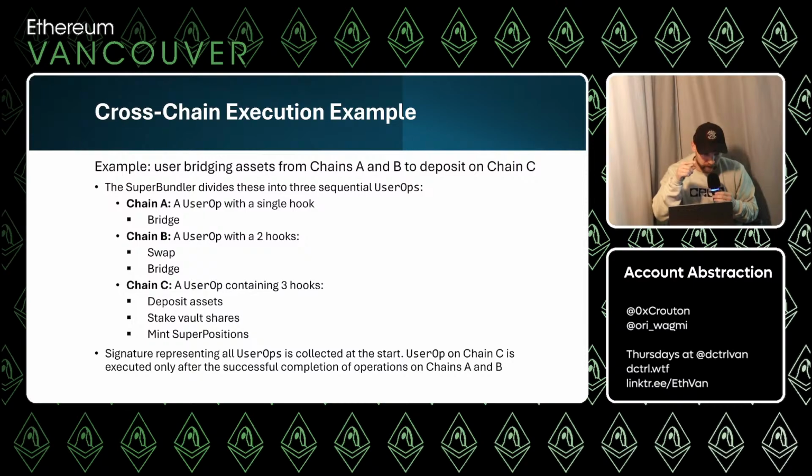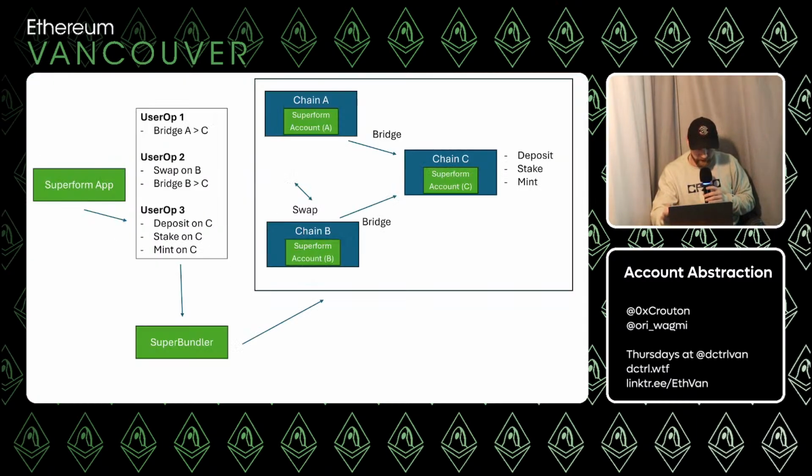Importantly here, there's one signature that represents all of these user ops, collected at the start. So there's one single signature to execute this entire bundle of user ops across multiple chains. But importantly, the user op on chain C is only executed after the successful completion of operations on chain A and chain B. And then in diagram form, again, using a little bit of what we were looking at before, this is what it kind of looks like.